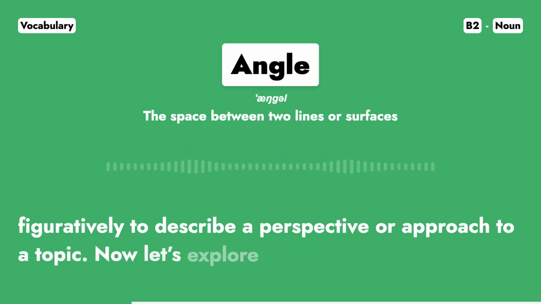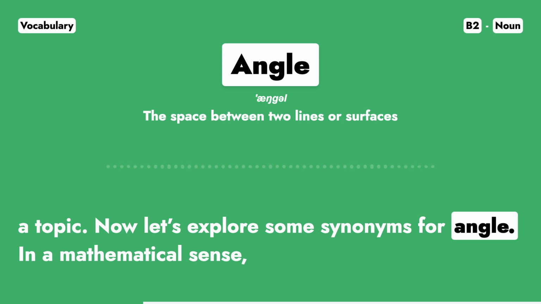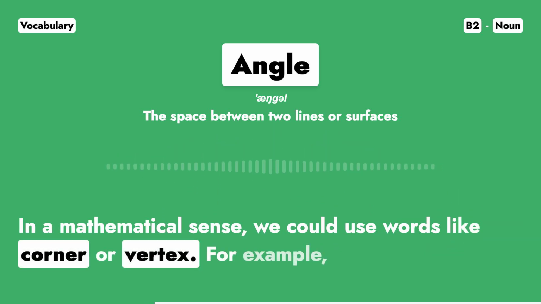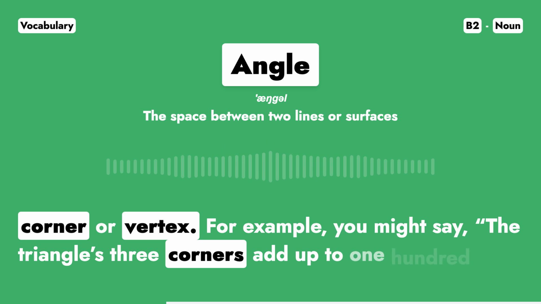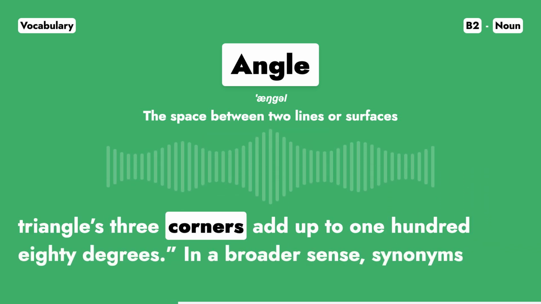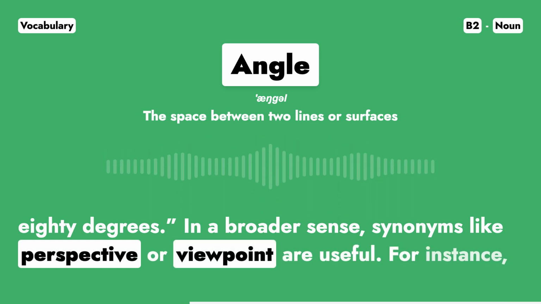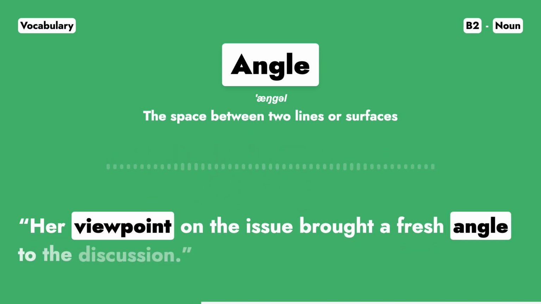Now, let's explore some synonyms for angle. In a mathematical sense, we could use words like corner or vertex. For example, you might say, the triangle's three corners add up to 180 degrees. In a broader sense, synonyms like perspective or viewpoint are useful. For instance, her viewpoint on the issue brought a fresh angle to the discussion.